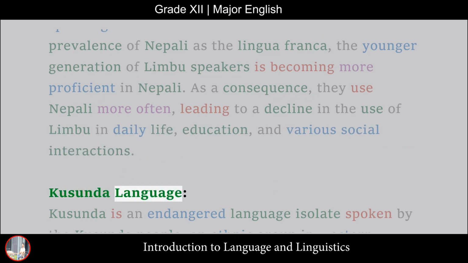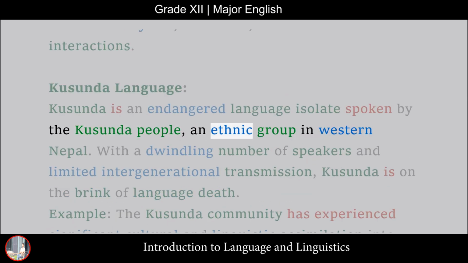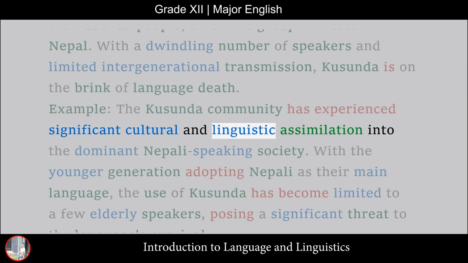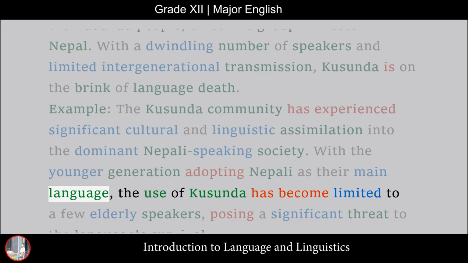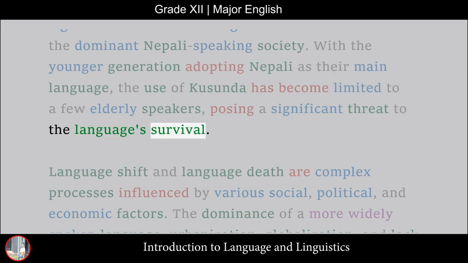Kusunda language. Kusunda is an endangered language isolate spoken by the Kusunda people, an ethnic group in western Nepal. With a dwindling number of speakers and limited intergenerational transmission, Kusunda is on the brink of language death. Example, the Kusunda community has experienced significant cultural and linguistic assimilation into the dominant Nepali-speaking society. With the younger generation adopting Nepali as their main language, the use of Kusunda has become limited to a few elderly speakers, posing a significant threat to the language's survival.